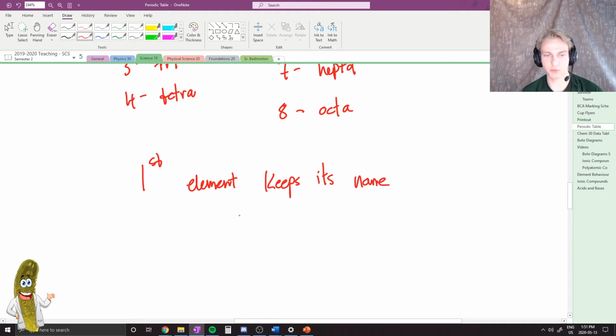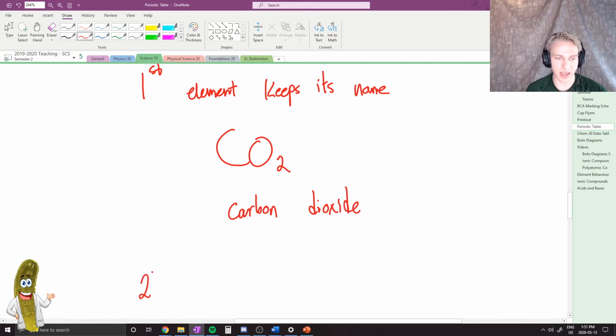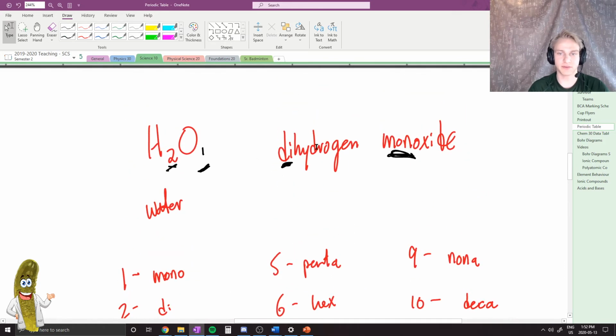Another common example that you've probably heard of would be CO2. And you would know this as the thing that you breathe out or respire. This is carbon dioxide. So the first element named keeps its name. The second element listed has its ending changed to IDE. So this is oxygen, but we are changing it to oxide. And the same could be said for our water here. The ending is changed to oxide.